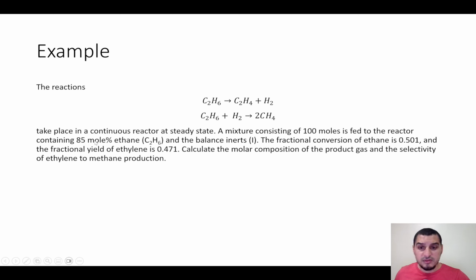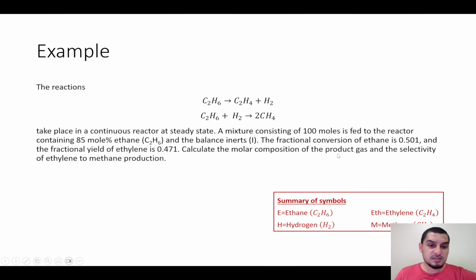These 100 moles are 85% ethane, and the balance is inert. Inert is any material that is not necessarily an inert gas like xenon or neon or helium. It's a material that doesn't contribute to the reaction. It can be carbon dioxide, it can be nitrogen, but as long as it doesn't contribute to the reaction, we call it inert. So it's a very common word that we use in reactors. So the fractional conversion of ethane is 0.501, and the fractional yield of ethylene is 0.471, and we need to calculate the molar composition of the product gas and the selectivity of ethylene to methane production.